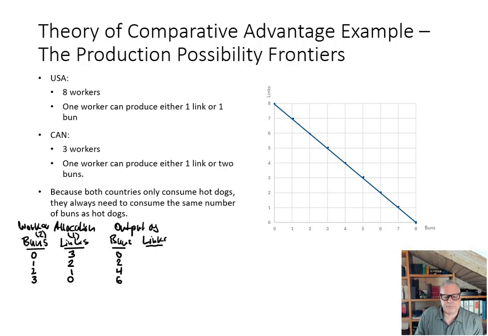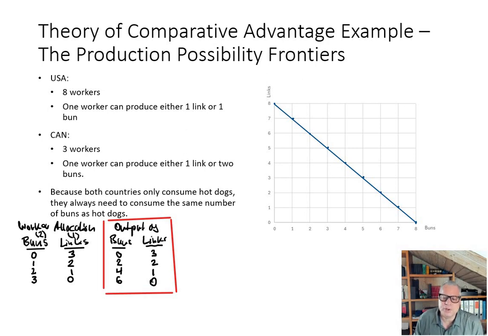Okay, but if no worker produces buns and 3 workers produce links and each worker can produce 1 link, so 3 times 1, that's 3. 2 times 1, that's 2. 1 times 1, that's 1. 0 times 1, that's 0. So now we have a table with the production possibilities for Canada.